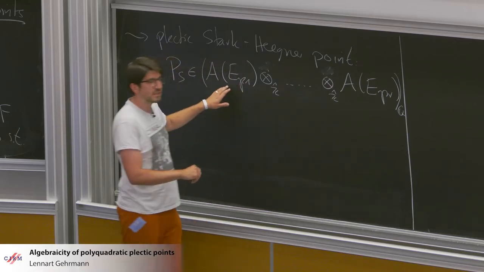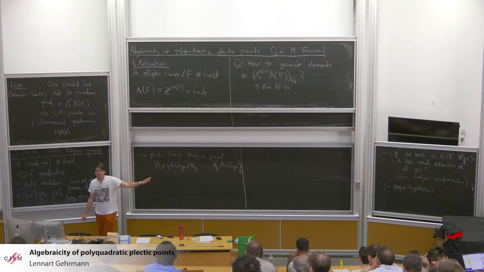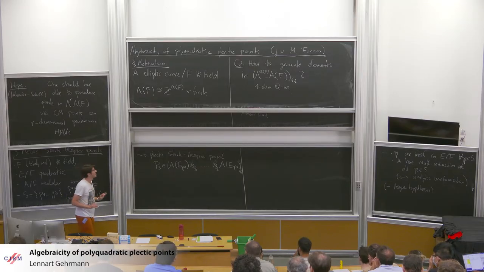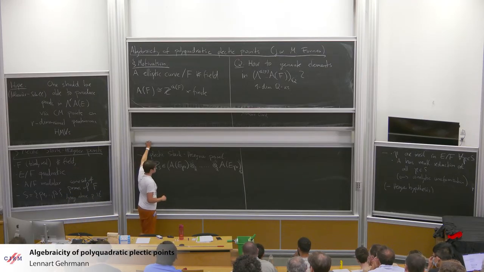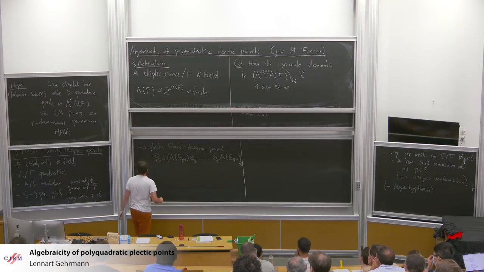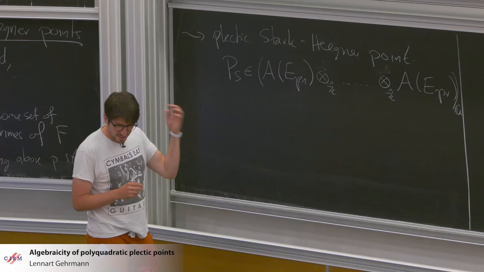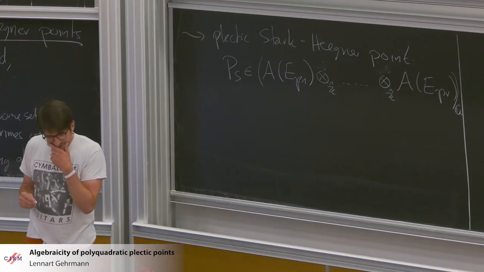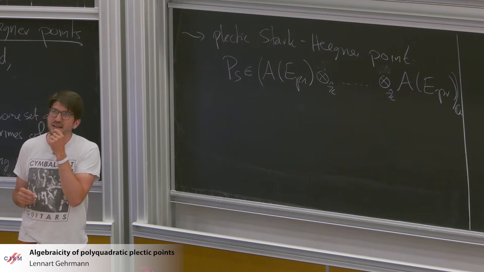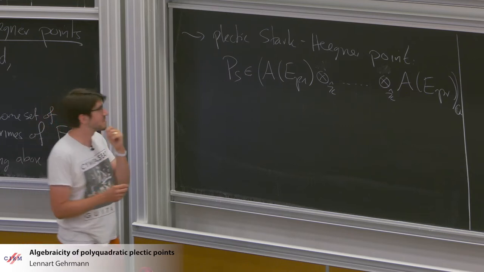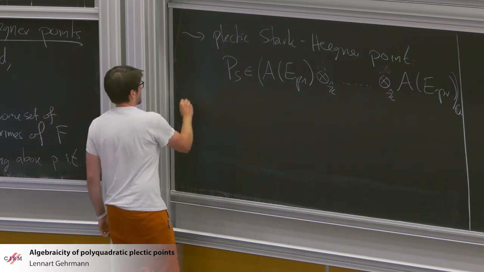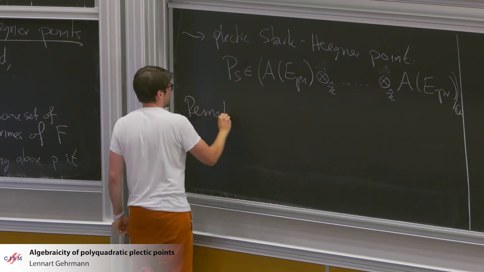So this is a very strange object. We're taking completed tensor products of local points. But that's what it is. And I'm not going to give you the construction of this point. It would take probably the whole lecture, and after that you wouldn't be any wiser. So I'd rather give you some motivation why you should look at the construction by yourself afterwards. So we'll first start with some remarks.